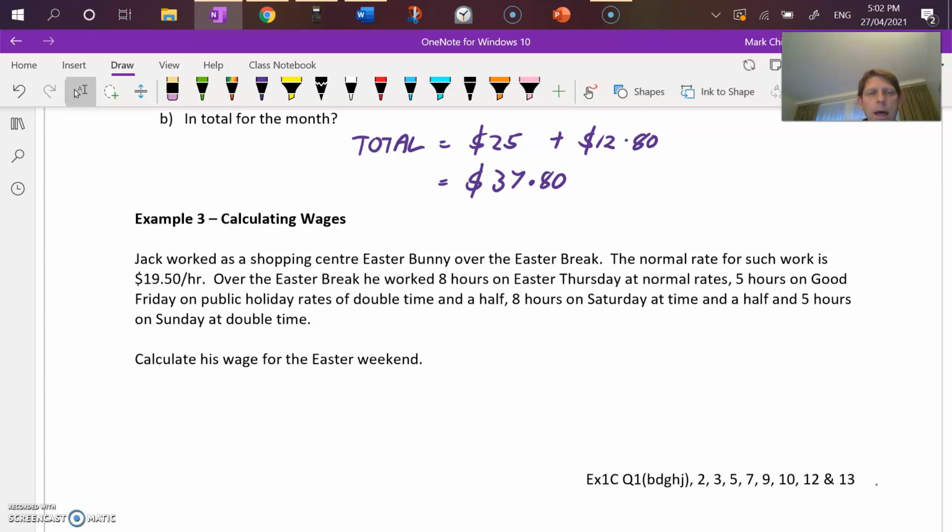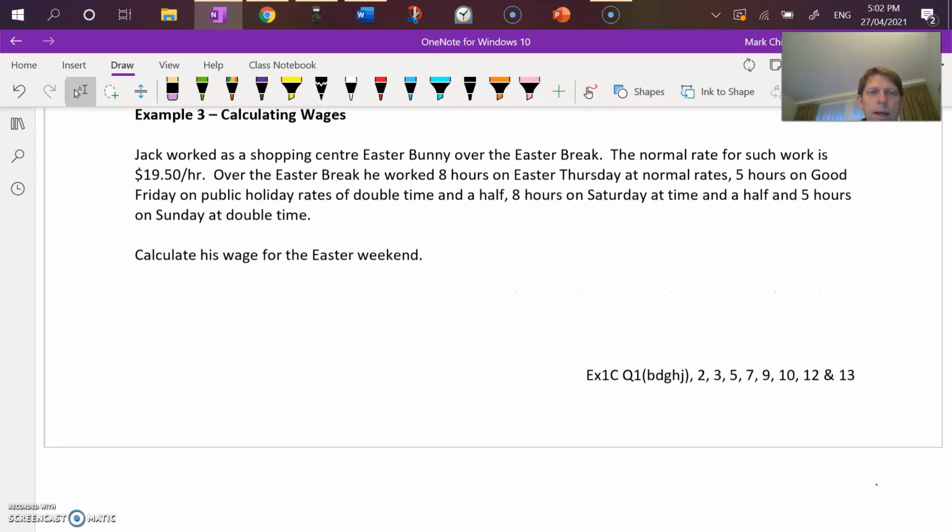Okay, and the final question to do here is wages, which of course we did in the earning and managing money module. I suppose this is just a way of revising that. Wage rates are rates, dollars per hour, so we're used to that idea. Jack worked in a shopping centre as a shopping centre Easter bunny over the Easter break. The normal rate for such work is $19.50 an hour. He worked 8 hours on Easter Thursday at normal rates, 5 hours on Good Friday on public holiday rates of double time and a half, 8 hours on Saturday at time and a half, and 5 hours on Sunday at double time.